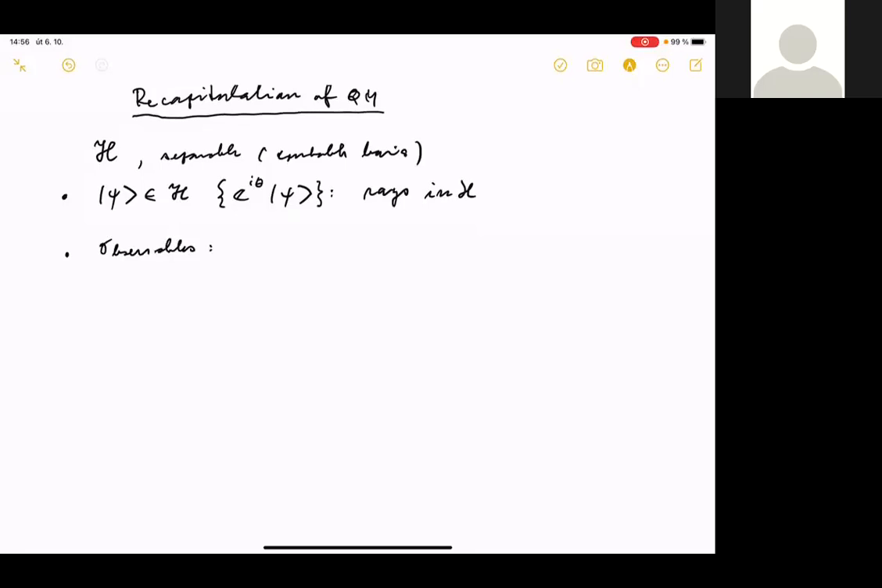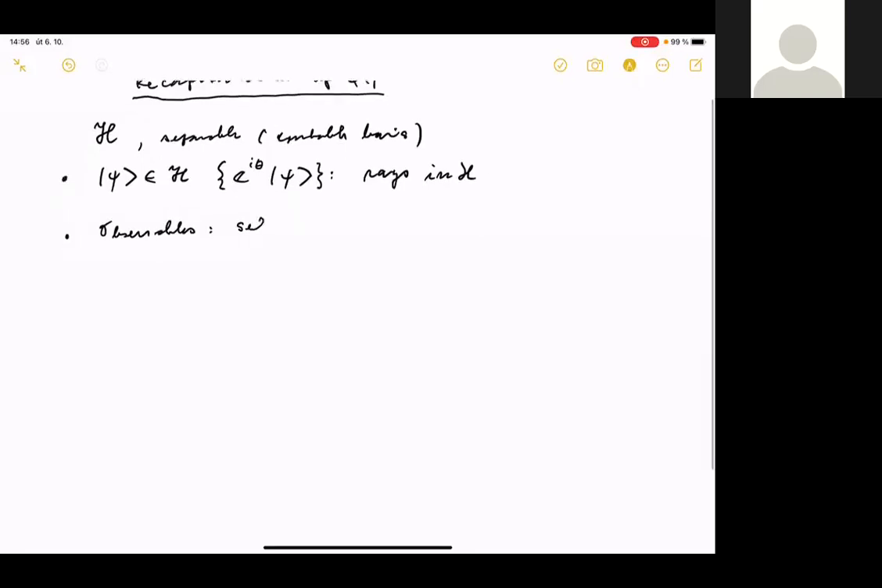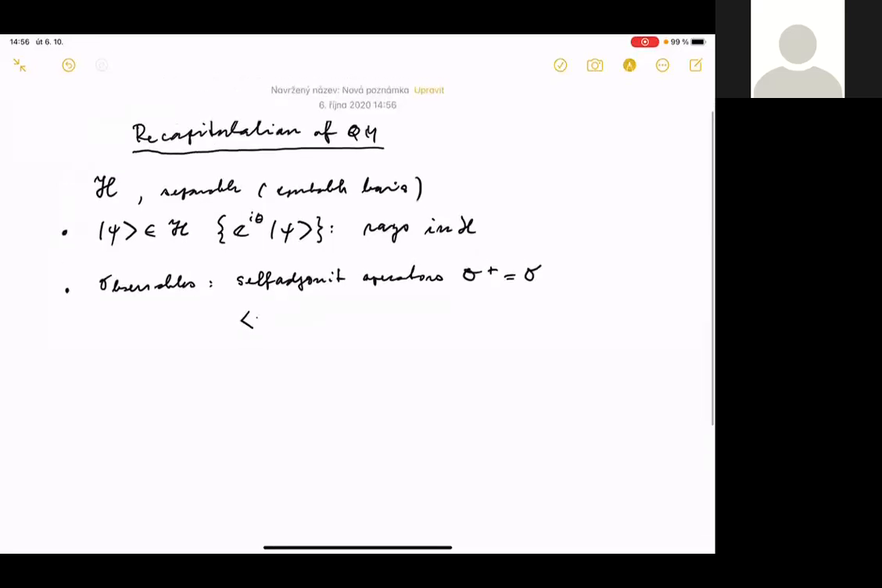So these are states, and we also need observables. These are described by self-adjoint operators, which are linear operators, of course, and self-adjointness means that we have the relation O† equals O, where the Hermitian conjugated or adjoint operator is defined in the usual way. If we have two vectors in the Hilbert space, the matrix elements of the adjoint operator are nothing else but the transposed matrix elements of the original operator, complex conjugated.